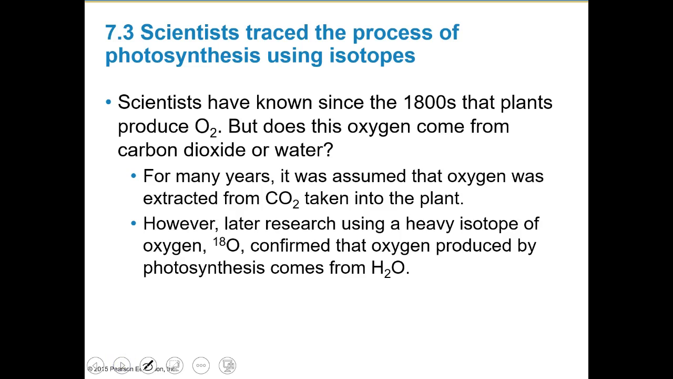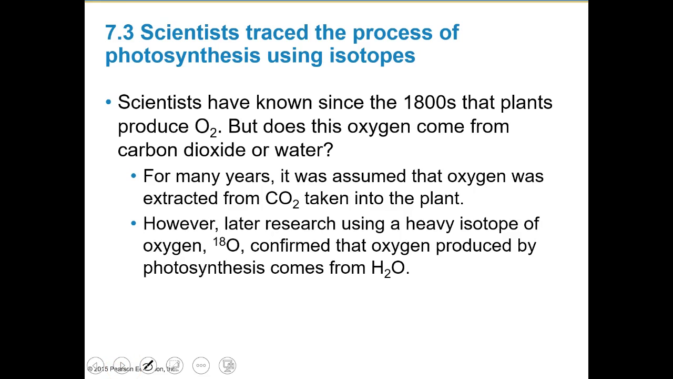Scientists have known since the 1800s that plants produce oxygen. We won't really write this down, but it's a good thing here. But does this oxygen come from the carbon dioxide or water? For many years it was assumed that oxygen came from CO2 taken into the plant. However, it was later figured out with a heavy isotope that it comes from the water.